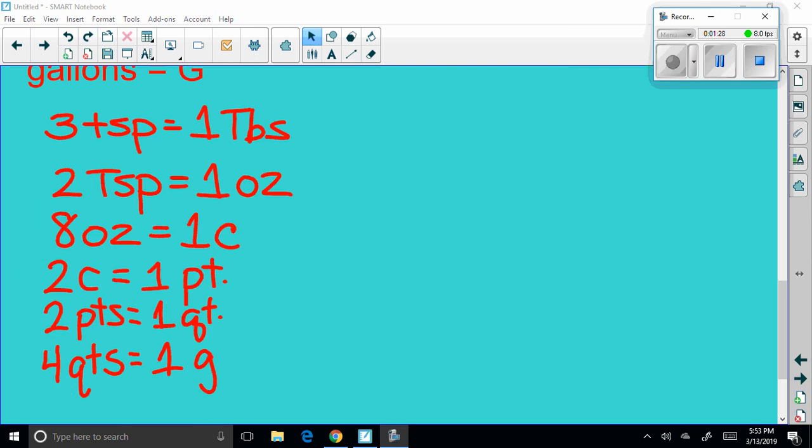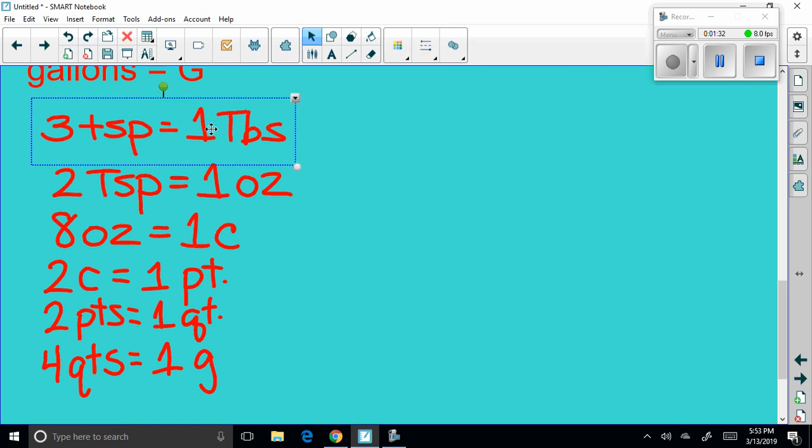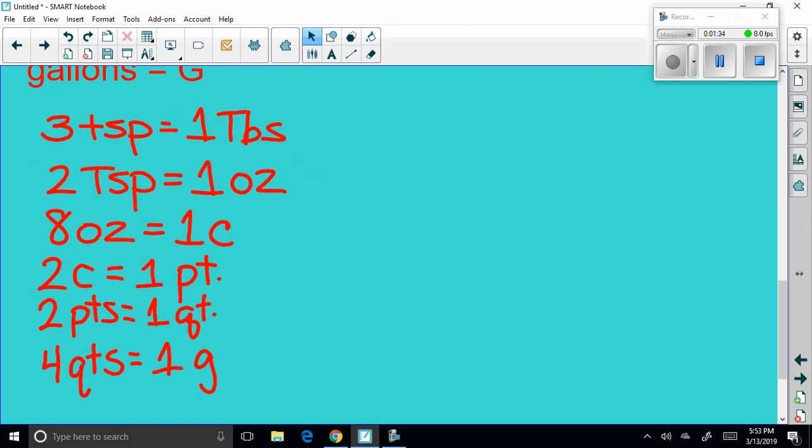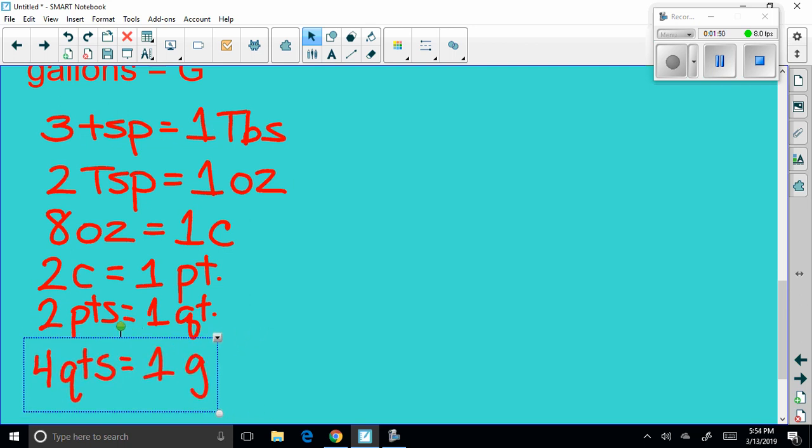3 teaspoons equals 1 tablespoon, as I said above. 2 tablespoons equals 1 ounce. 8 ounces equals 1 cup. 2 cups equals 1 pint. And 2 pints equals 1 quart. And then lastly, 4 quarts equals 1 gallon.